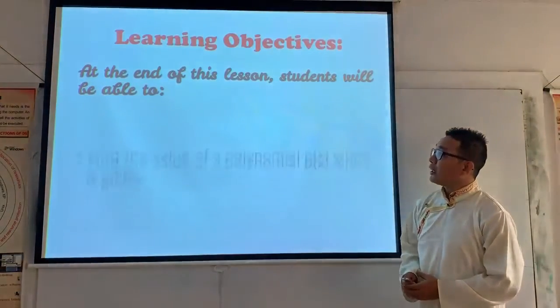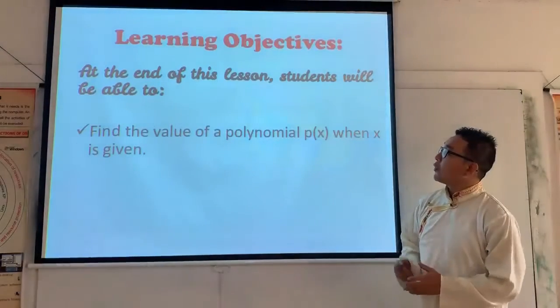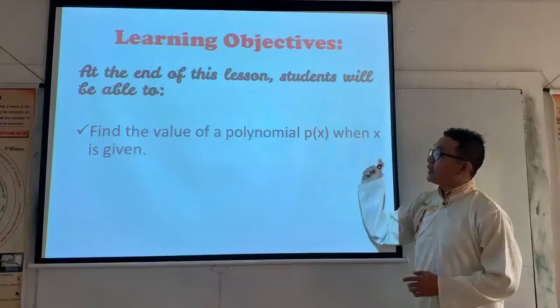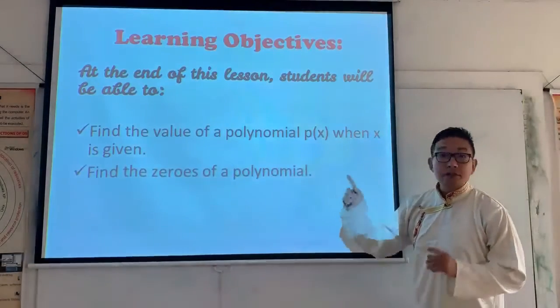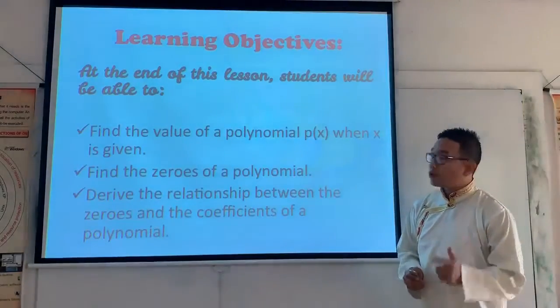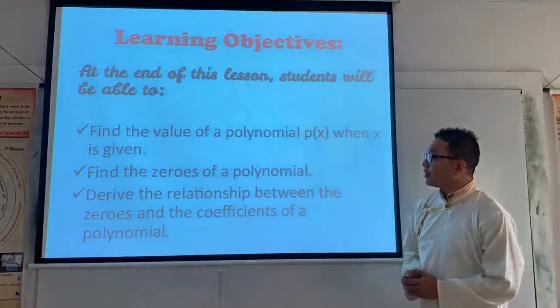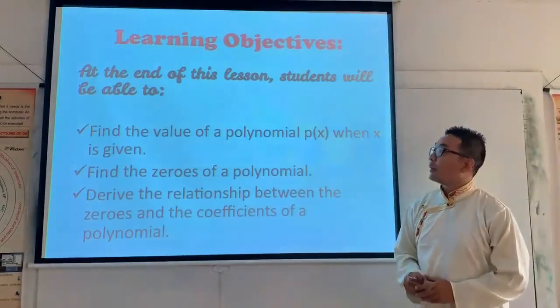You should be able to find the value of a polynomial p of x when x is given. You should be able to find the zeros of a polynomial. And you should be able to derive the relationship between the zeros and the coefficients of a polynomial.